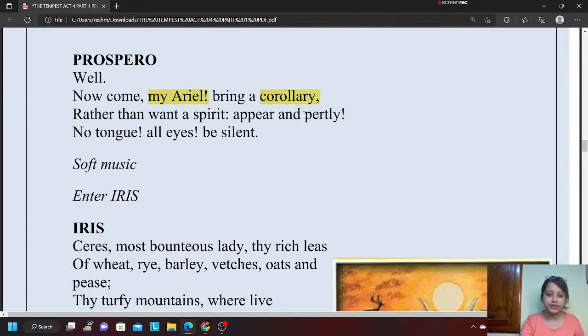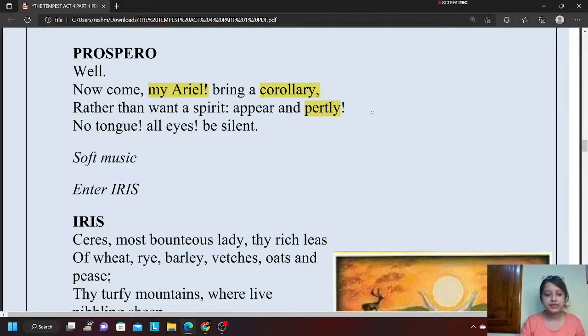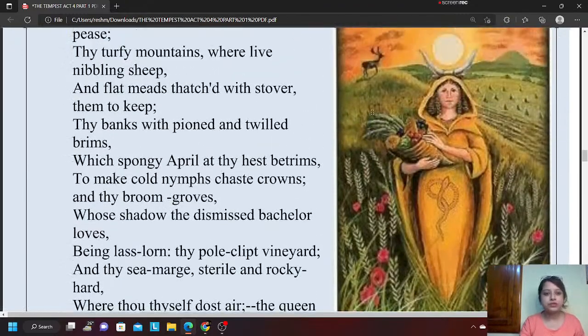Appear and portly. Portly means smartly come over here and perform. Soft music. No tongues, all eyes be silent. Meaning, you don't talk now. Just see what is happening on the stage. Maybe if somebody speaks, the spell would be broken. Okay. So, enter Iris. Ceres, most bounteous.